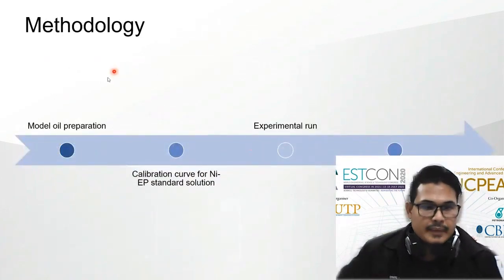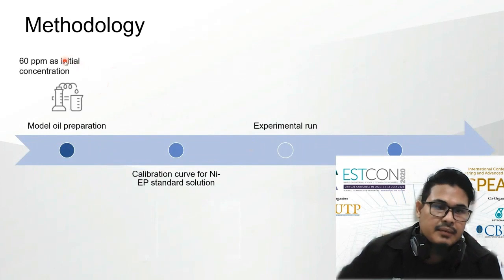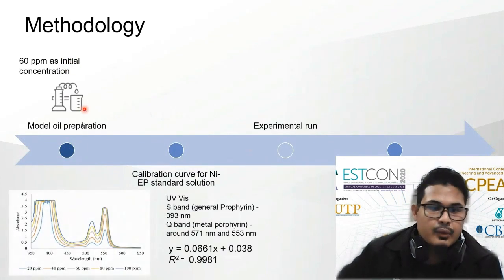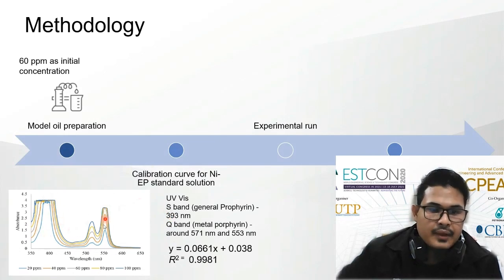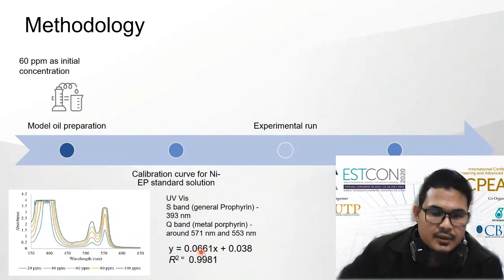Okay, looking into our methodology. First, we prepare 60 ppm of NiEP as our initial concentration for our model oil, and then we construct a calibration curve to determine the unknown concentrations that we will test after the extraction process. We can see that we have two visible bands over here, the S band and the Q band, where our metal complex, which is metal porphyrin, is normally found. Okay, so around 571 nanometer and 553 nanometer. After conducting this testing, we get the calibration curve of 0.0661x plus 0.038 with a coefficient of determination of 0.9981.